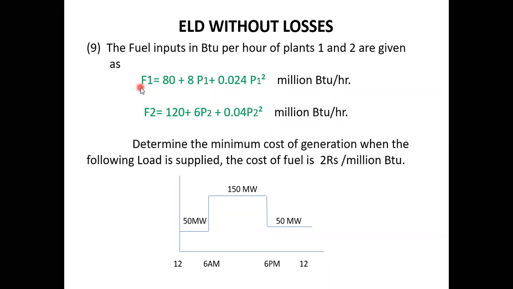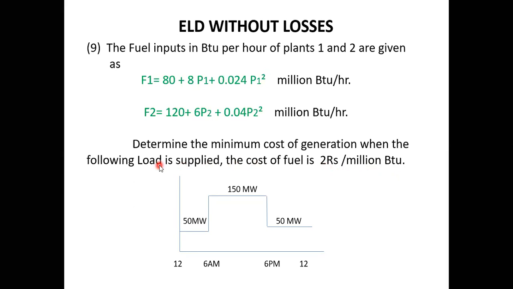So this is F1 and this is F2, and they're asking for the minimum cost of generation when the following load is supplied. Following load is supplied means we can get that load from this load curve. And one more important point is the cost of fuel is 2 rupees per million BTU. So at the end we need to use this 2 rupees per million BTU, means for each and every million BTU we need to spend 2 rupees.